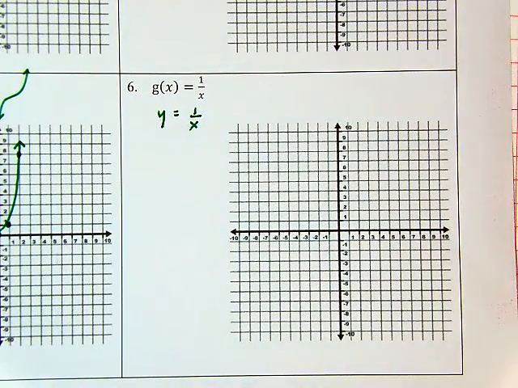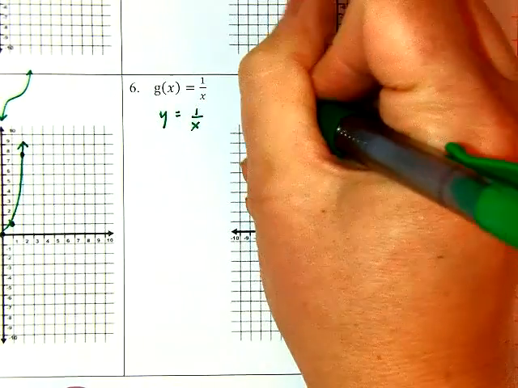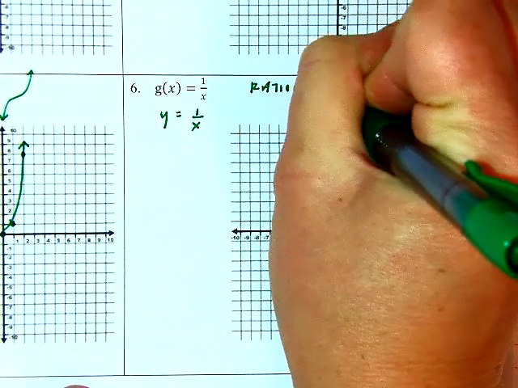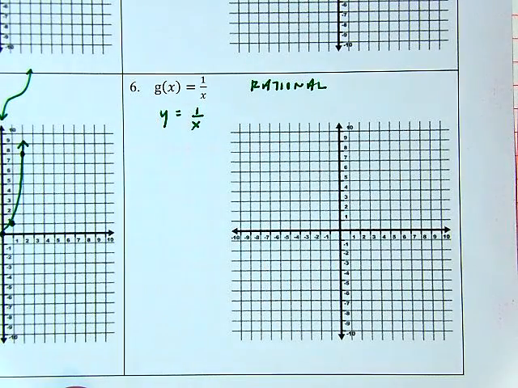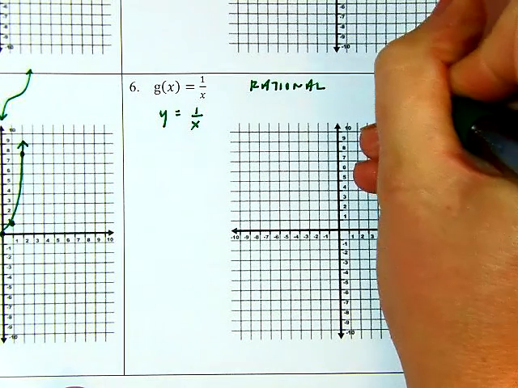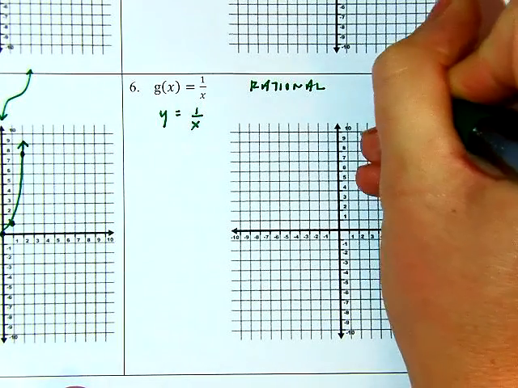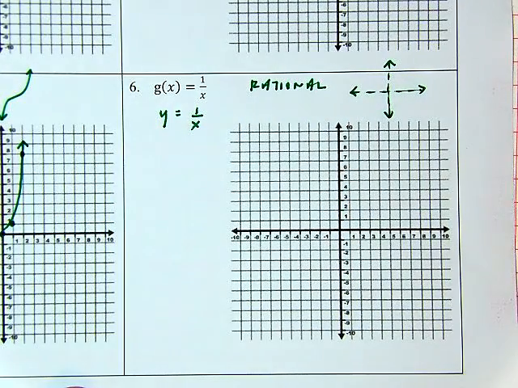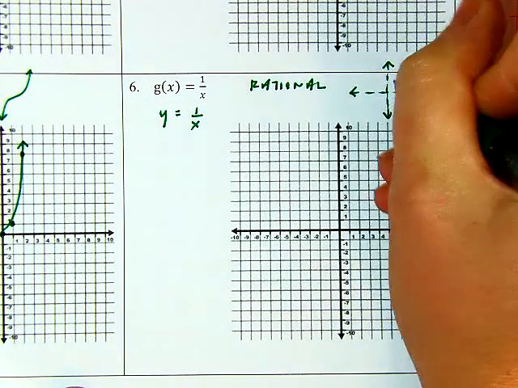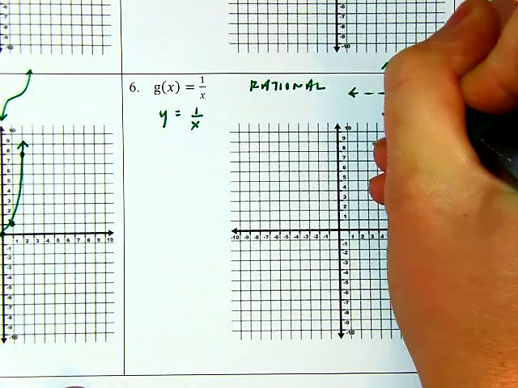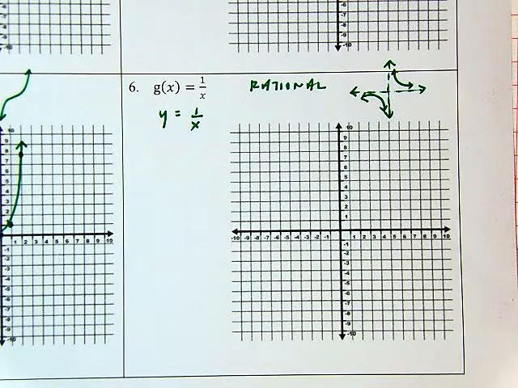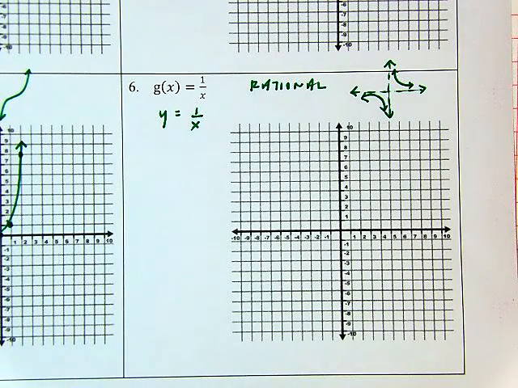Okay, so this one is a rational function. Sometimes we call it a reciprocal function, and I'll tell you more about that in just a minute. So here we're going to have 2 asymptotes, a vertical and a horizontal asymptote. And we have 2 branches: a branch up here and a branch down here. Again, I'm just locking this into memory. When I see that function, what does it look like roughly?